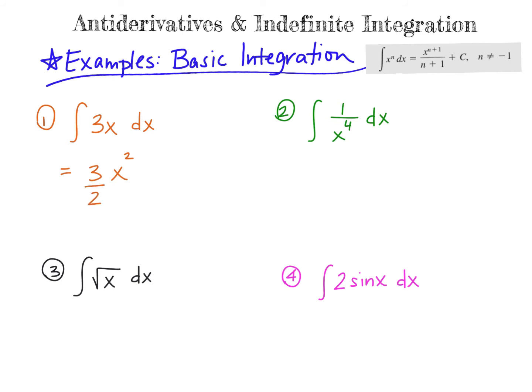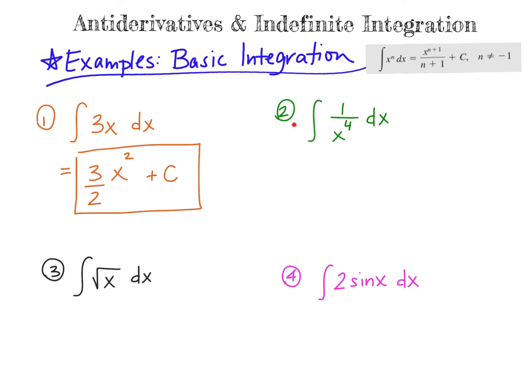Now let's make sure this works, meaning we want to take the derivative of this quickly and make sure we get 3x. If we bring the 2 here, it cancels with the 2, and we have 3x when we take the derivative. We, of course, need a plus c, and that is our general antiderivative, aka the integral of 3x dx.